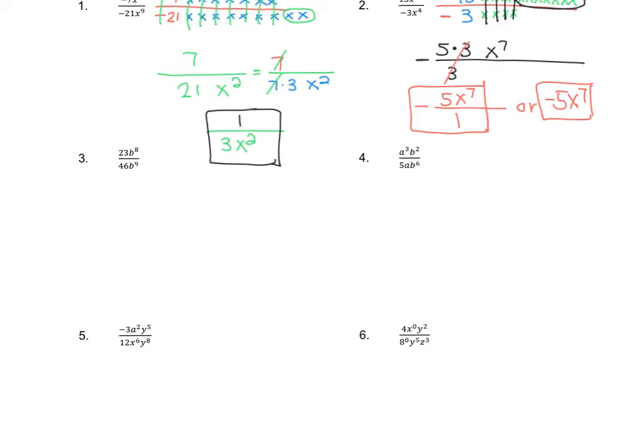Let's look at number 3. All right, divider, my fraction bar. I have 23. I have 46. I have 8 B's on the top. I have 9 B's on the bottom. So right away I'm saying, how many B's do I have left? Where are they? I know I'm going to have 1 B left, and it's going to be on the bottom.